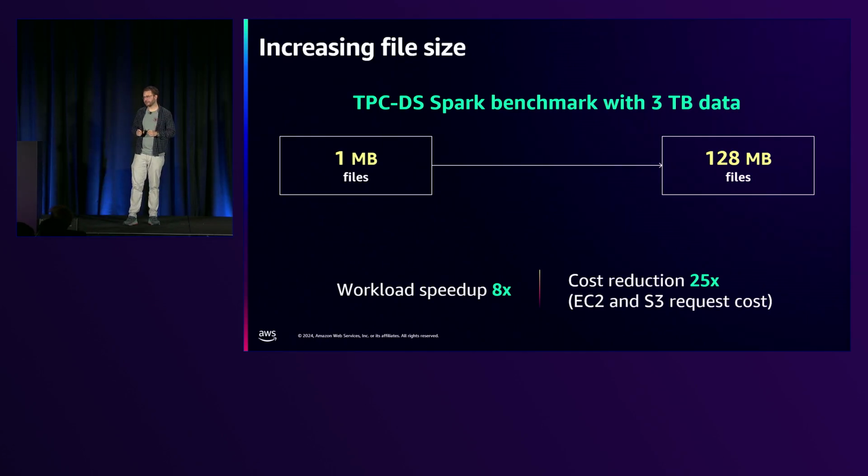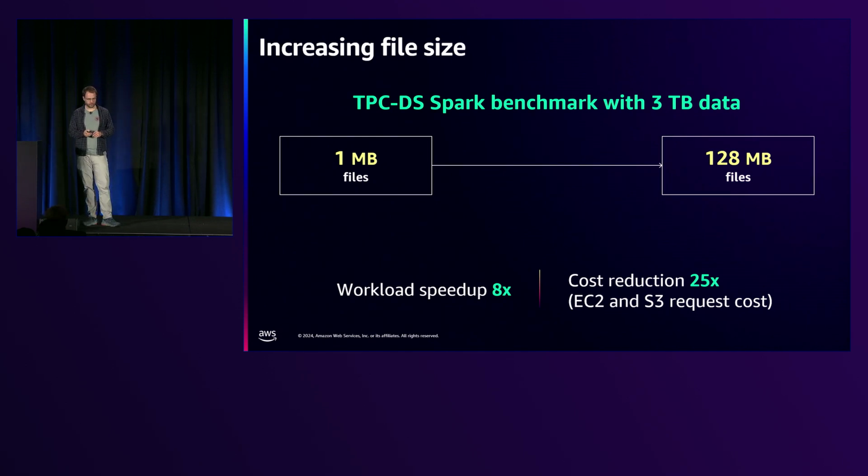by 25x. That's because you save a bunch of compute cost for running the workload, right? Your cluster runs 8 times shorter. And you also save a lot of request costs because there are fewer requests you have to send. So optimizing file size is really a big lever for improving your workload performance.